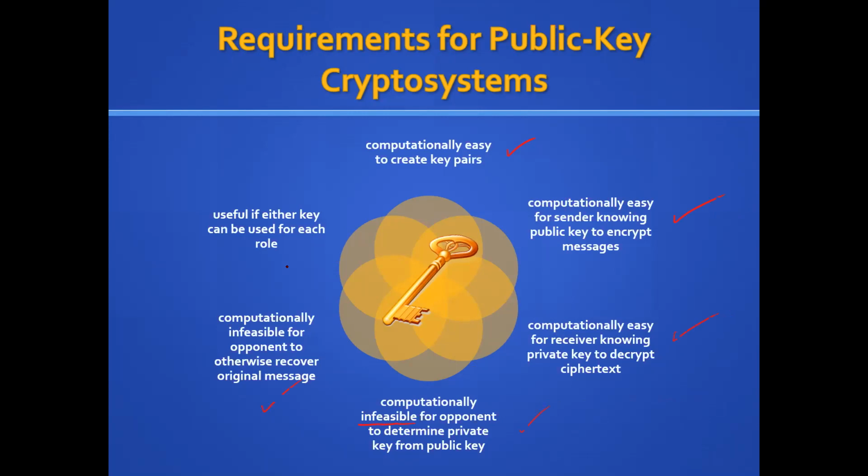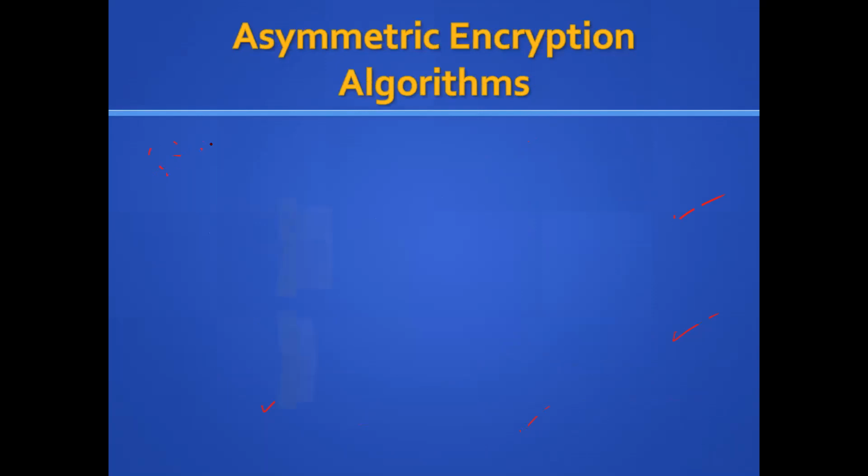Useful if either key can be used for each role. And that's an important one, right? So useful if either key, public or private key, can be used for each of the roles of encryption and decryption. Commutable, right? So it's commutable. And so RSA, as it turns out, met all of these characteristics. And so it became the selected algorithm.